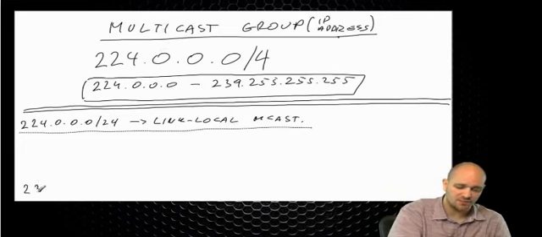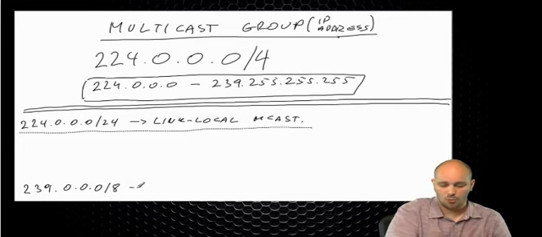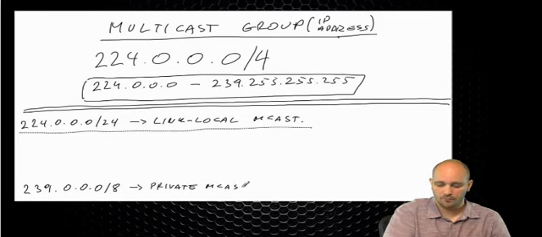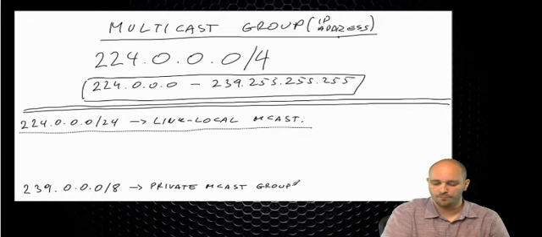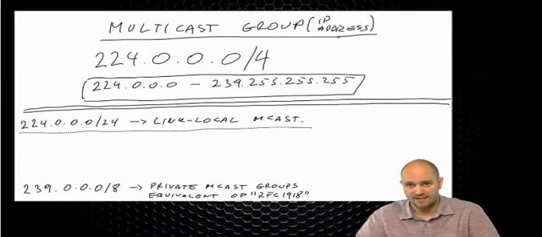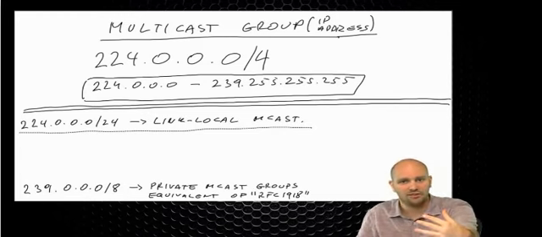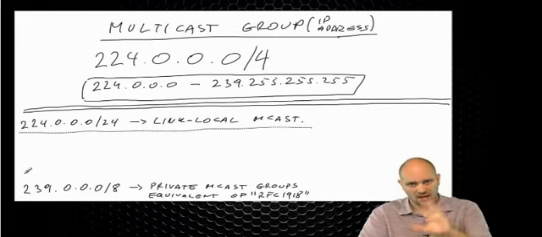On the completely other side of the spectrum are the addresses 239.0.0.0/8, which are private multicast groups. And I'm going to write here just so you know what I mean by that. These are equivalent of RFC 1918 addresses. Now, I'm going to put this under quotes because these are not actually defined in RFC 1918, but you can think of them that way. If you want to use multicast only in your organization and not routed outside your organization, you can use this range of groups and you are just fine.